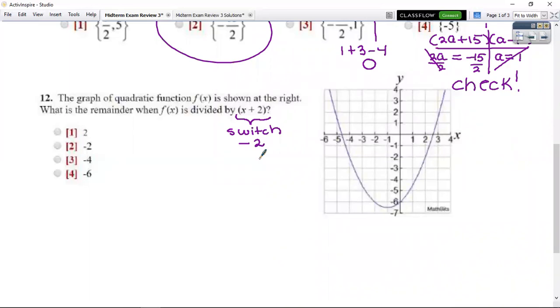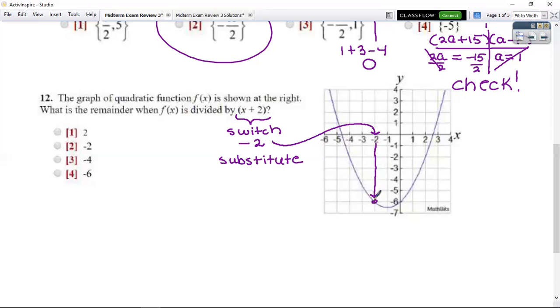Is there anything in this question that allows you to do synthetic division? There is not. So what you're going to do is you're going to substitute this. So you're going to substitute it by simply going to -2 on your x-axis. So -2, I'm going to find it, which is here. And then what is the output value of the function there if I substituted it?